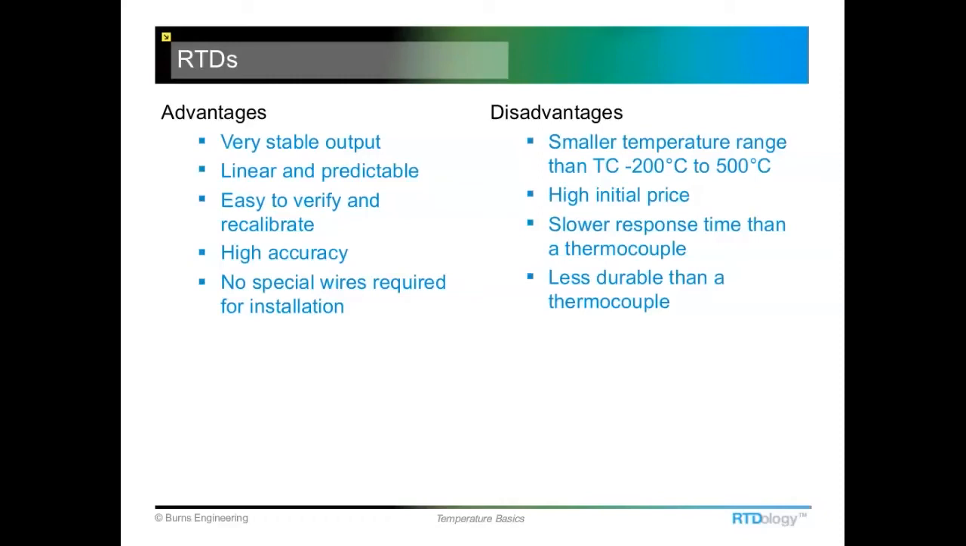Some of the drawbacks: response time is going to be slower than a thermocouple. Durability can be an issue in processes that have a lot of vibration. They can only be made so small. If you get much smaller than about an 80 thousandths diameter probe, the lead wires and things that need to be used can be fairly fragile, and so they really get to be pretty limited use for the really small stuff.